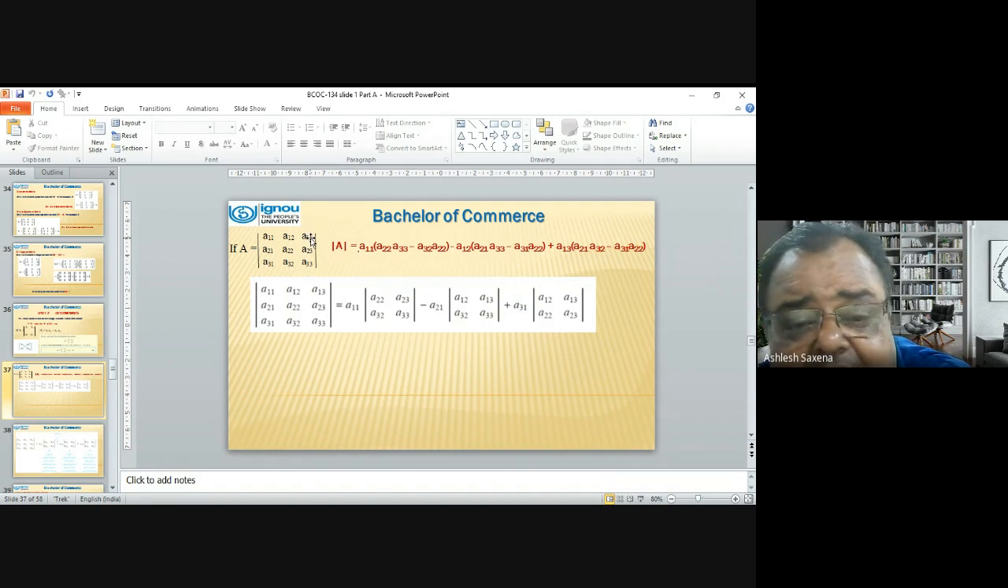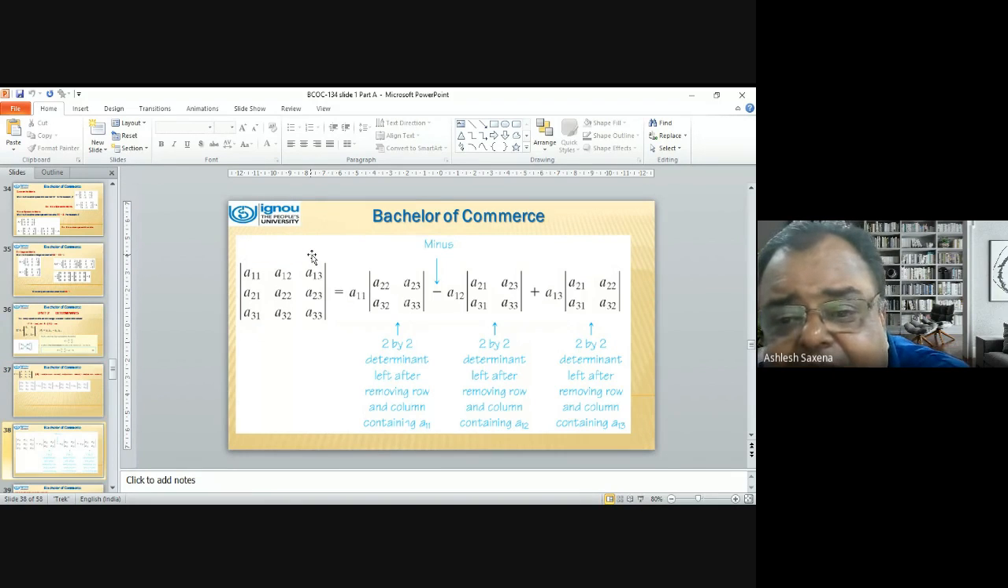Third one is either you take this a31 with plus sign, a13, you will remove this row and this column, so you will be left with this. And we will be performing multiplication. Now we will pick up the problem. This is what I've told you.